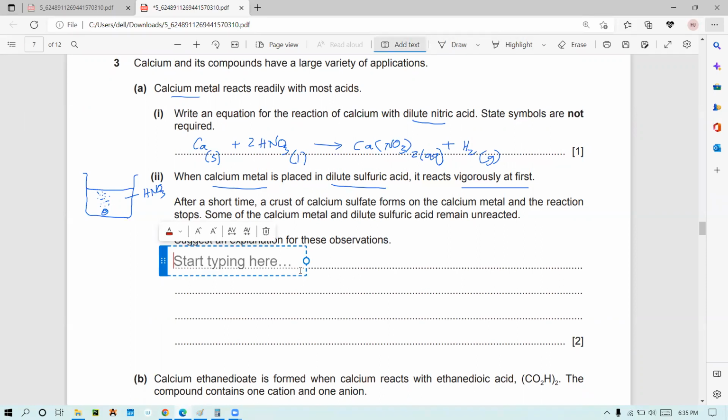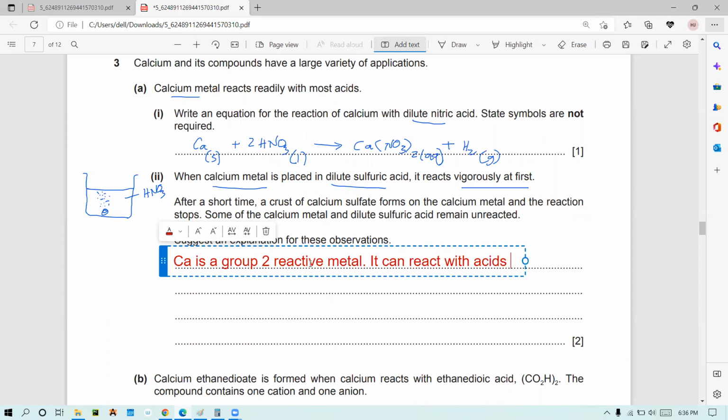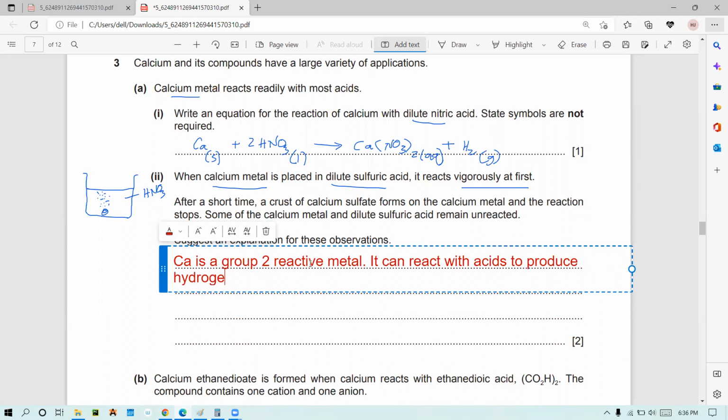Calcium is a group 2 element and it's reactive. We can write calcium is a group 2 reactive metal. It can react with acids to produce hydrogen gas vigorously.